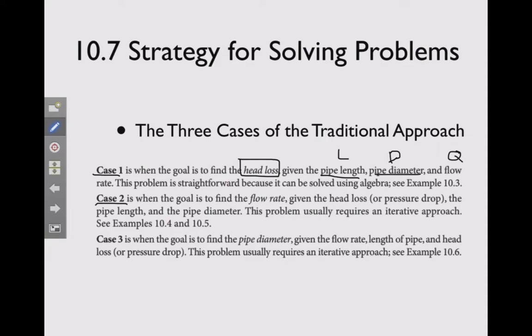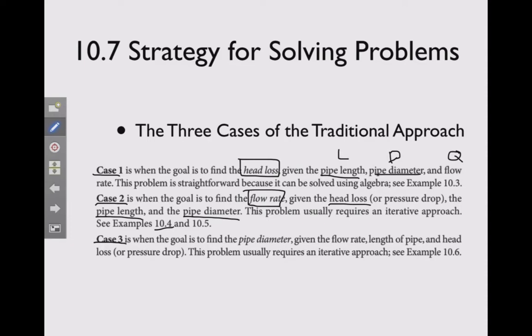Case 2, on the other hand, is when you want the flow rate and you're given the head loss, the pipe length, and the pipe diameter. This problem usually necessitates using what's called an iterative approach, where we do a calculation, check our answer, and then do another calculation. Usually it takes 2 or 3 iterations to converge onto a solution. But we'll do a problem. I think it's example 10.4 that we'll do in class on this.